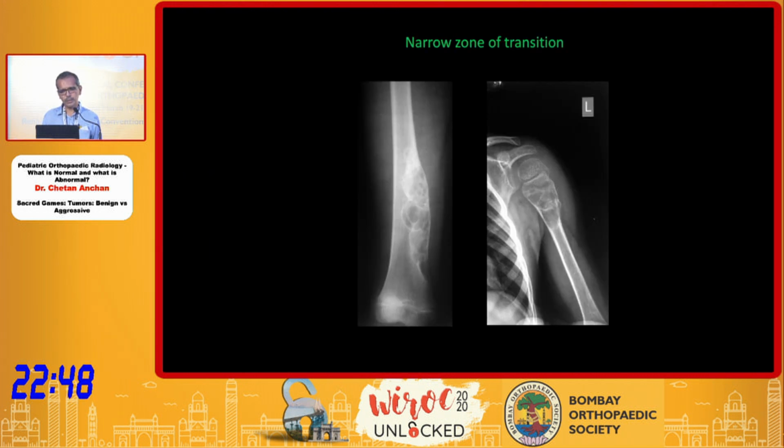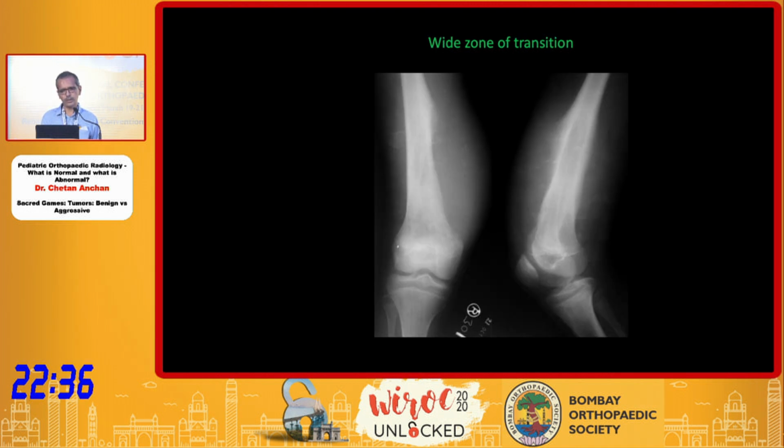So these are examples of a narrow zone of transition, that is a non-ossifying fibroma, and that is a simple bone cyst. This is a classic example of a wide zone of transition. This is an Ewing sarcoma of distal femur.